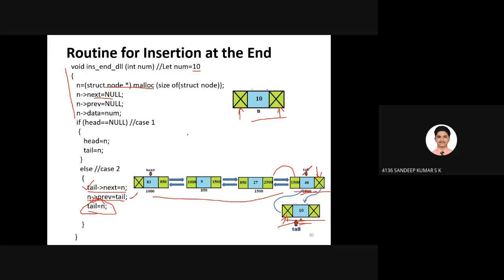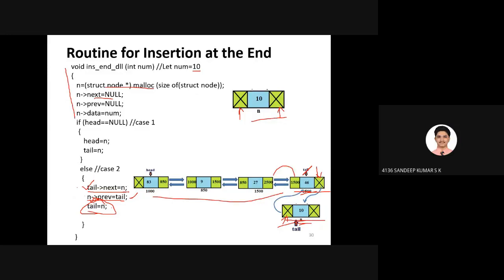We are taking two conditions, if and else, ma'am. There we created one node, n, that we are assigning to head and tail. The if condition is satisfied only when the head is equal to null, else it will go to the else part. There, we are checking the condition tail of next equal to null, and n of previous is the tail, which is the end node.